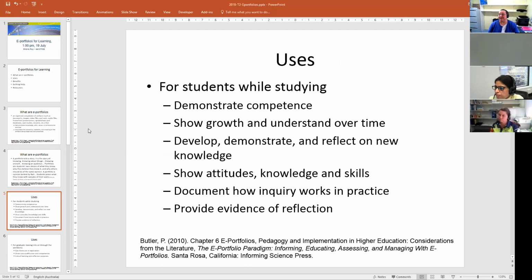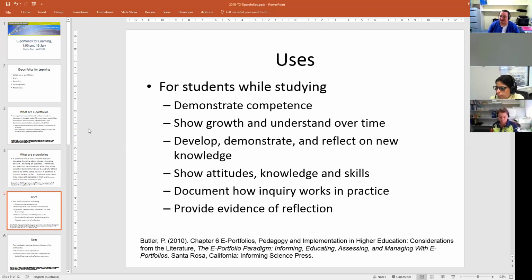So why do we use these things? Well, for our students while they're studying, we could get them to use a portfolio to demonstrate competence. The nurses use a portfolio to show their competence against a series of standards from the nursing boards, whatever their current name is. So they get the students to put all that together in a portfolio. It can show growth and understanding over time. If you get them to start a portfolio in year 1 in a particular subject, by the time they get to year 3, you should see some growth and development over that time.